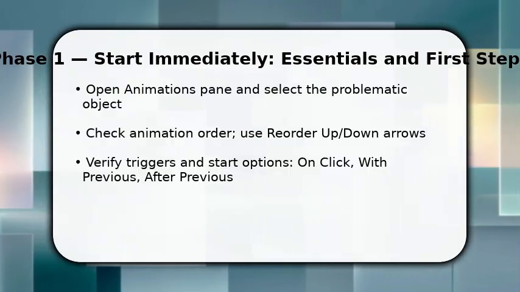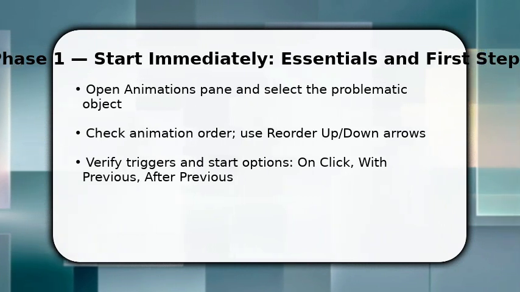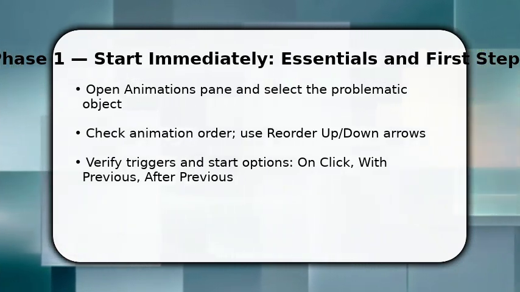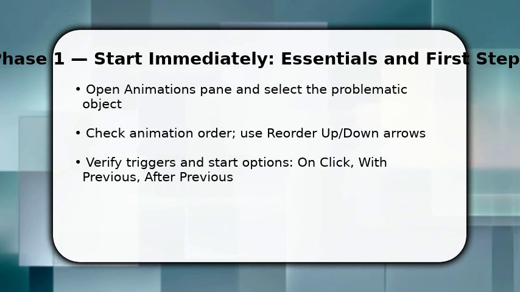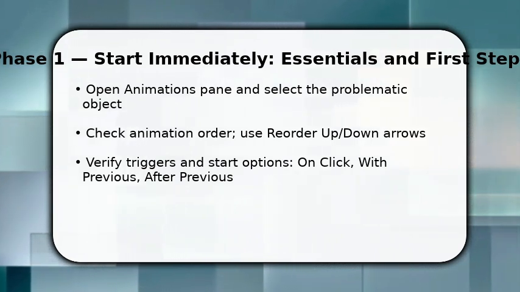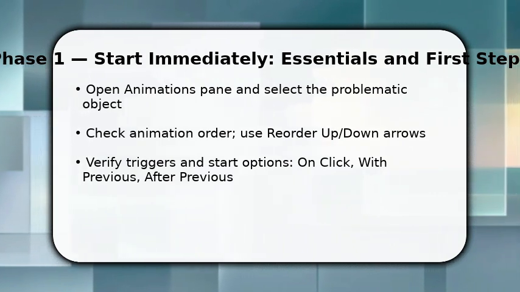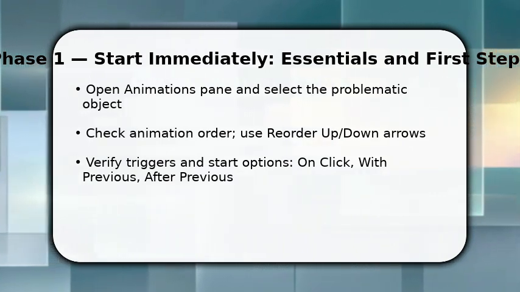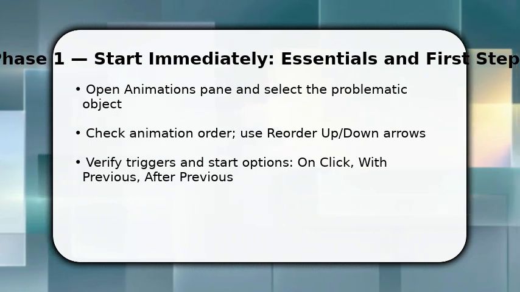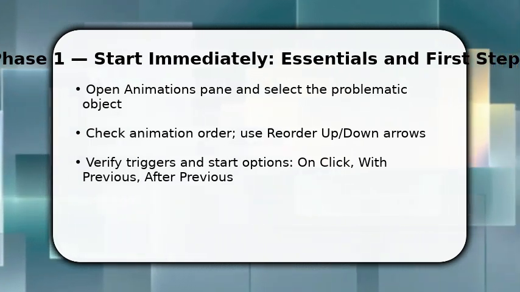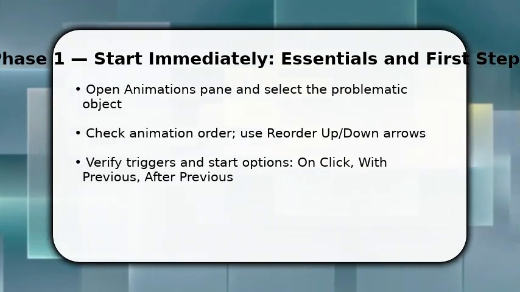You start by opening the Animations pane and selecting the object that misbehaves. This reveals applied effects and timing. Once visible, inspect the animation order and use the reorder arrows to correct sequencing, because order determines what runs first. Make sure the start setting is intentionally set to on click, with previous or after previous. Changing this fixes many glitches.